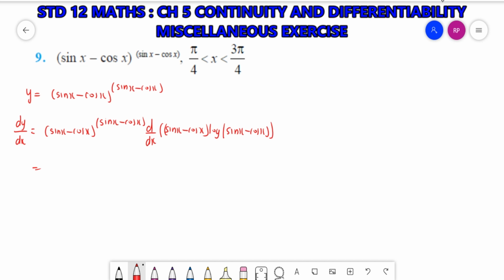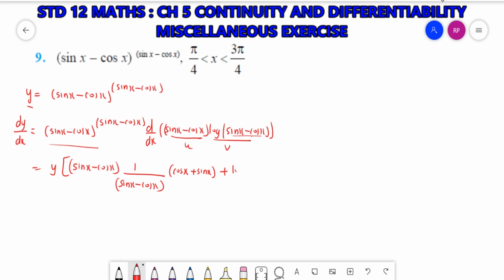Okay, so temporarily we will write this as y. Now u as it is, means sin x minus cos x, d by dx of log of this, there is 1 upon sin x minus cos x into d by dx of sin x minus cos x, that is derivative of sin x is cos x, derivative of cos x is minus sin x, so it will be plus sin x, plus log of sin x minus cos x as it is, derivative of sin x minus cos x, so there's the same cos x plus sin x.